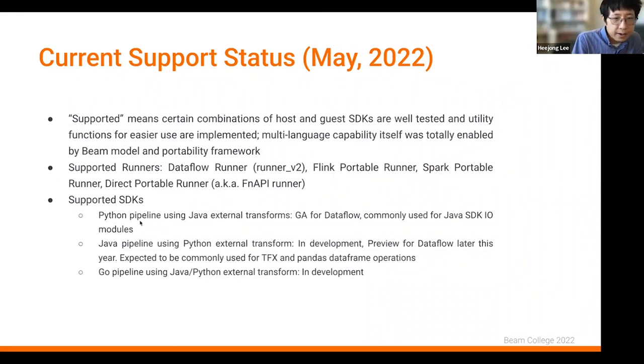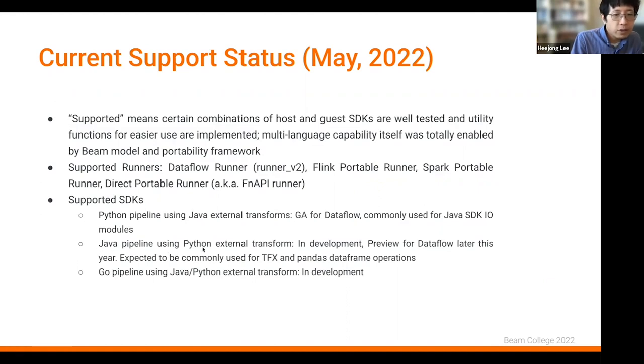Supported SDK is currently Python using Java external transform. It's available for Dataflow now. It's commonly used for Java SDK IO modules, but you can use whatever you want. If you want to use other transforms, then you can use that.